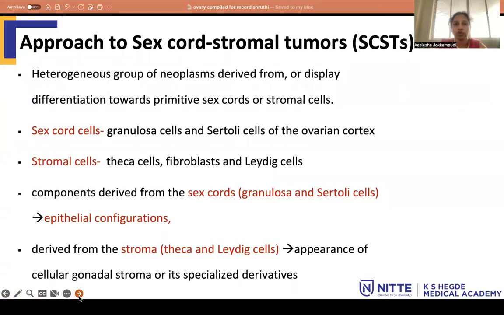So what are sex-cord stromal tumors? These are a heterogeneous group of neoplasms which are derived from primitive sex cord or stromal cells. So what are sex cord cells? These include granulosa cells and Sertoli cells, whereas stromal cells include theca cells, fibroblasts, and Leydig cells. The tumors derived from sex cord cells will have epithelial configuration. So granulosa and Sertoli cell tumors can show epithelial configuration, whereas tumors derived from the stromal cells like theca cells and Leydig cells will show a cellular gonadal stromal pattern.